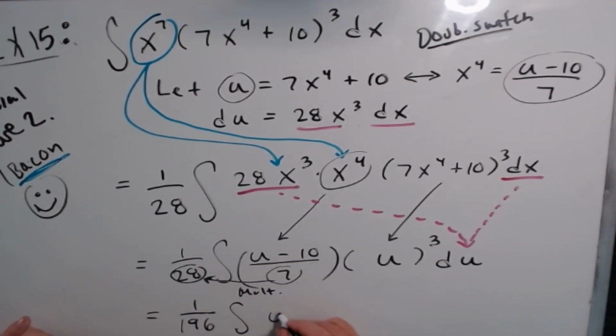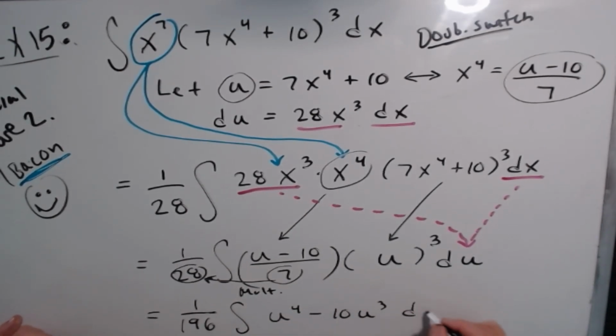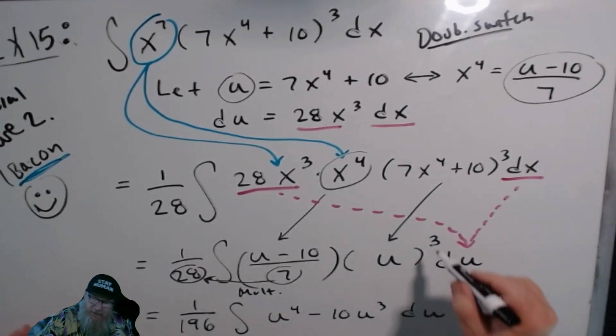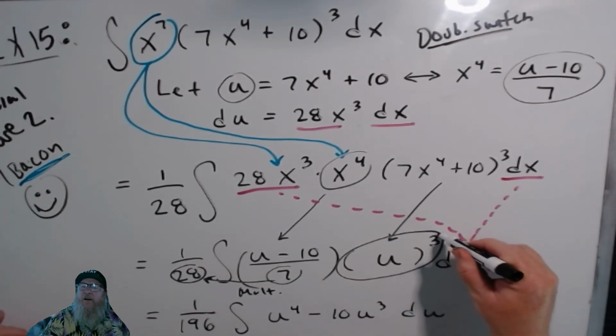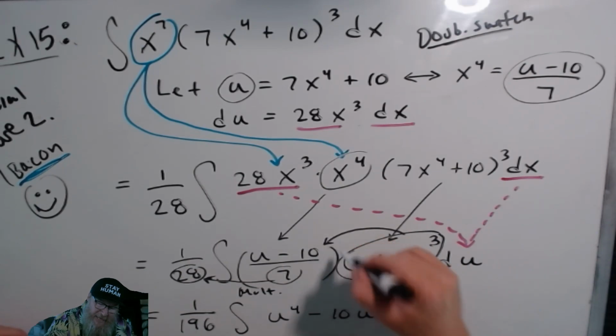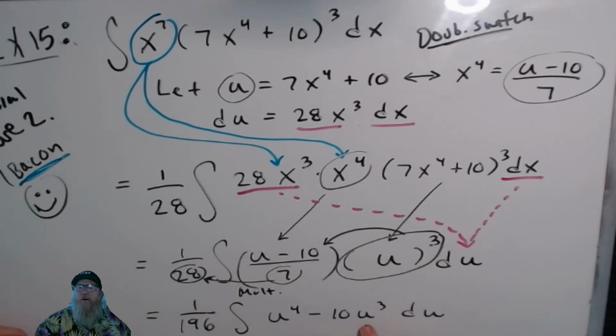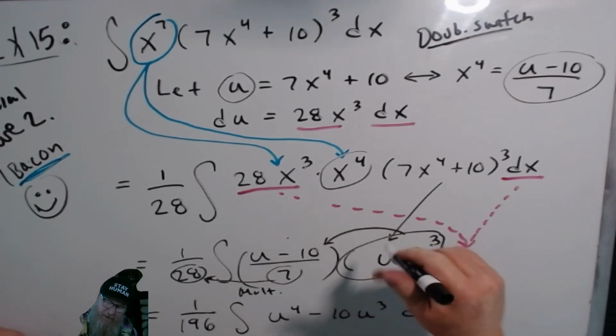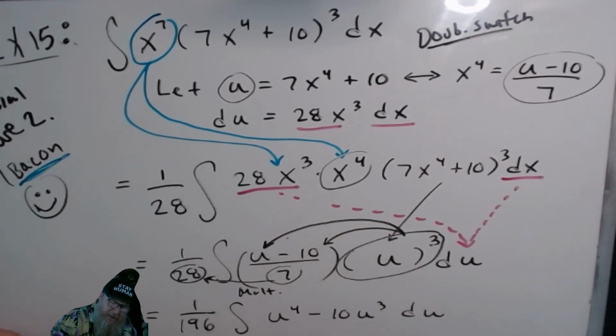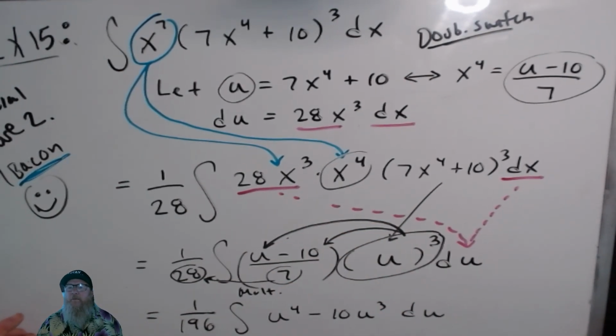Then this becomes u to the fourth minus 10u to the third du, because you have a u to the third multiplied by 10. That's pretty straightforward. And then you have a u to the third multiplied by u, which is u to the fourth.